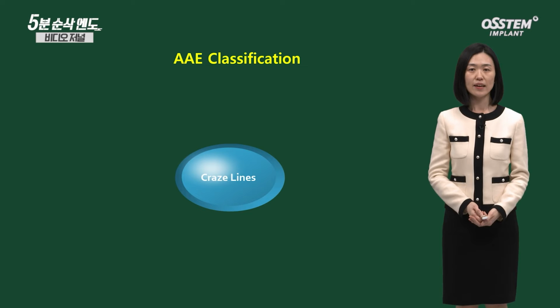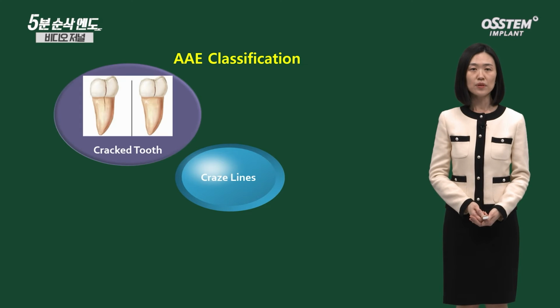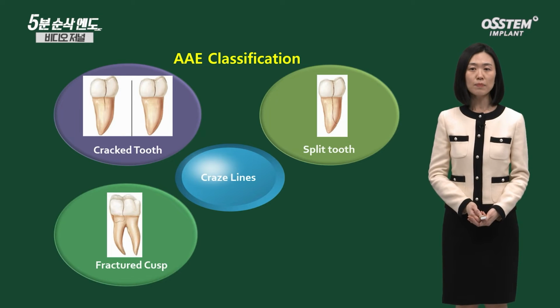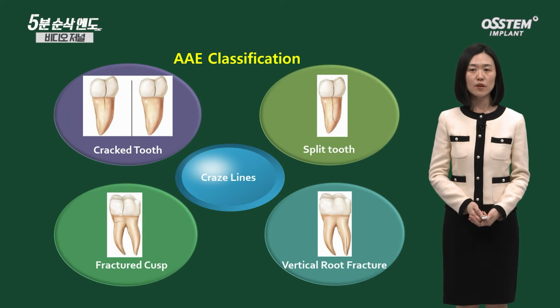First is the craze line, where the crack is limited to enamel and there's no pain. Cracked tooth, which we all know. Split tooth, where the incomplete fracture becomes complete. Fractured cusp is when the complete fracture occurs only on one cusp. And vertical root fracture, where the crack progresses from the apex of the root to the coronal surface.